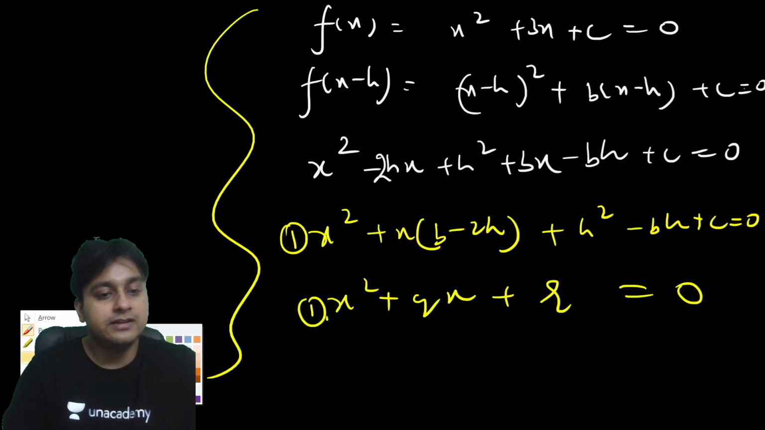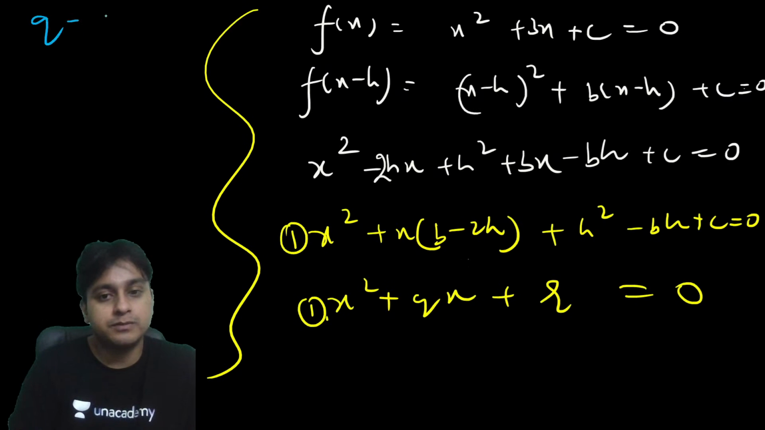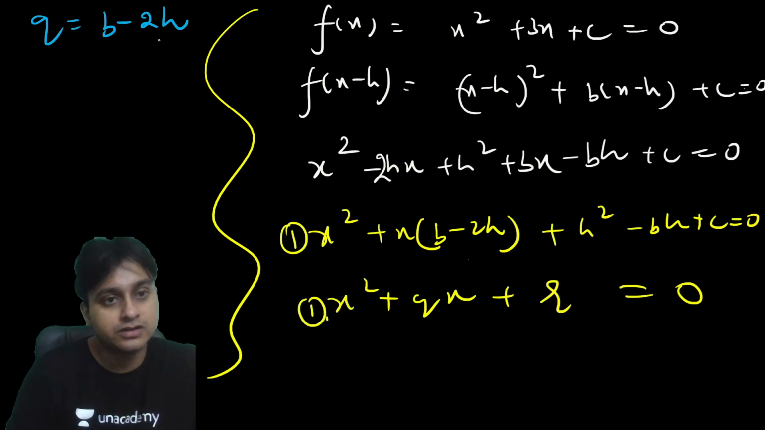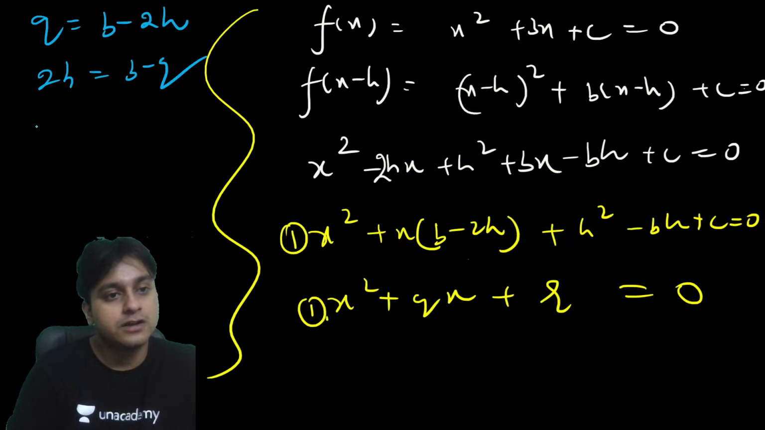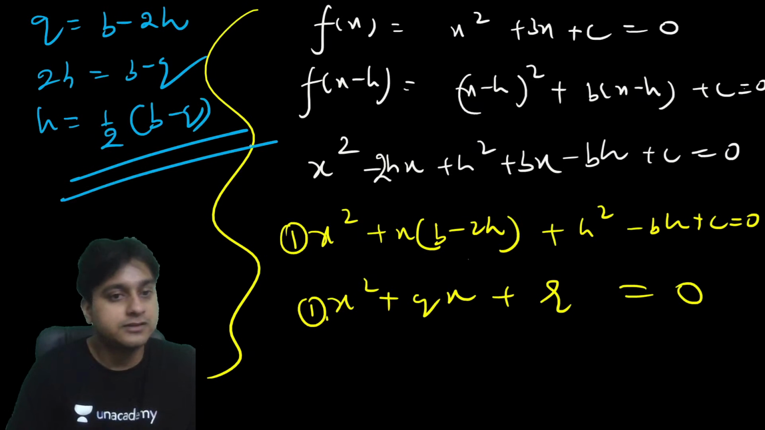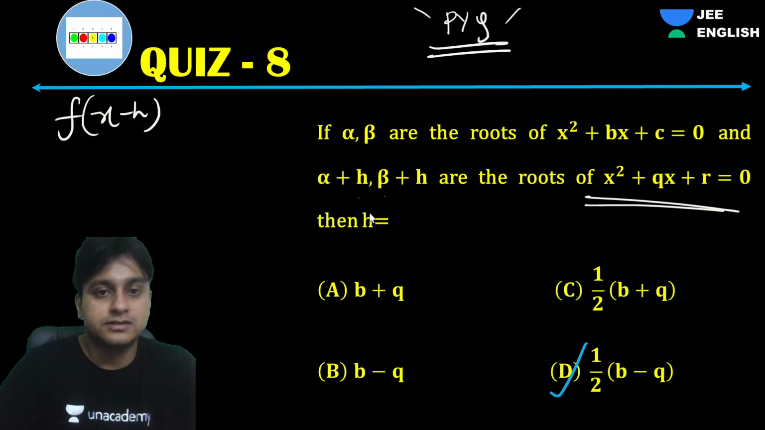So what are we getting? By comparing this one, q is equal to minus something. What they are asking in this question is h, which we can say will be b minus q, where h will be half of b. Simple. Okay, so that's the correct answer.